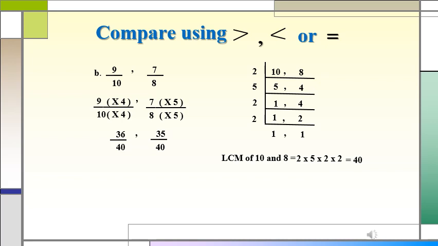When the denominators are same, the greater numerator is the greater fraction. So 36 by 40 is a greater fraction than 35 by 40. Hence, we can conclude that 9 by 10 is a greater fraction than 7 by 8. I hope students you have learned to compare fractions with different denominators. Follow the steps carefully and get your answer.